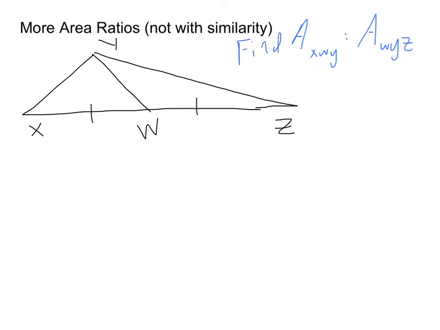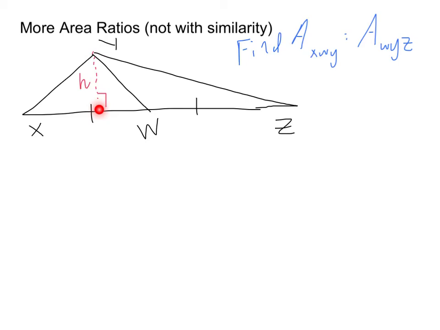Well, this is kind of weird because we don't actually know the base or the height of either of these triangles. So how the heck could we do that? Well, we certainly need a height. And if you drop that altitude, wow, that's not very good. That's the height. And notice that that's the height of triangle XWY. And that's also the height of triangle WYZ. So they have the same height.